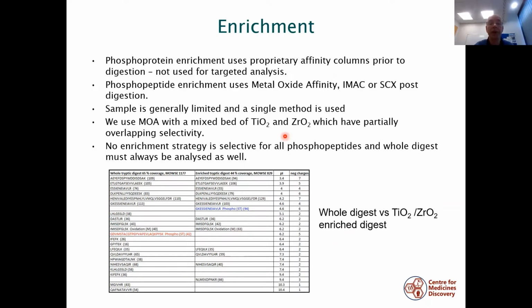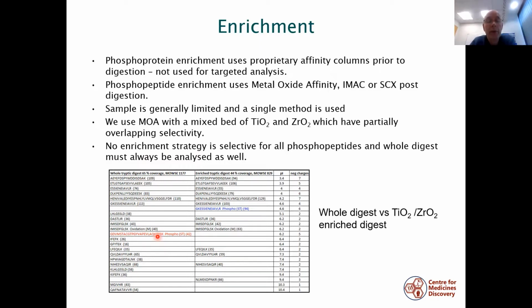So these are two phosphopeptide analyses on the same protein. On the left here, we have 65% coverage and a good Mascot score of over 1,000. And I've listed the peptides that we identified. The Mascot scores are in brackets. And you can see we picked up one phosphopeptide here, this one.